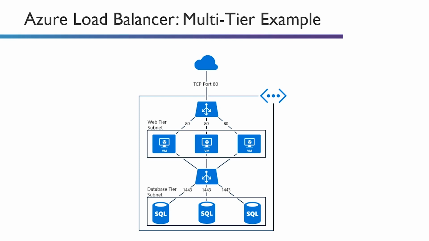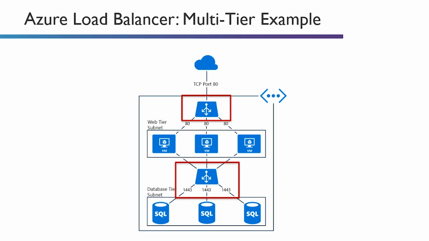Moving on, we have a multi-tier example where we mix and match a little bit. So perhaps we have our public load balancer first of all at the top, and then our internal load balancer at the bottom. So you can see traffic comes in at port 80 over the web, hits our public load balancer. That traffic then gets spread out between the three virtual machines we've got there. These will typically be web servers.